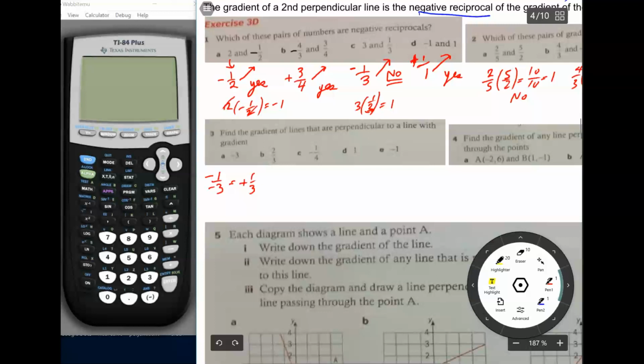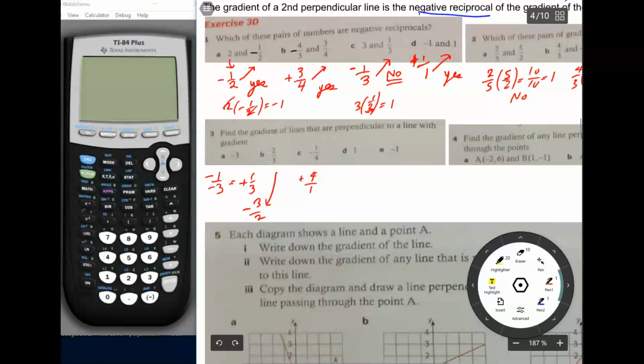For B, I'm going to take 2/3, and I'm going to take the reciprocal of it, which would be 3/2, and then I'm going to take the negative of 3/2. So that would be the negative reciprocal. And -1/4, I would take the reciprocal of it, and then I would take the negative of negative, so it would be +4.